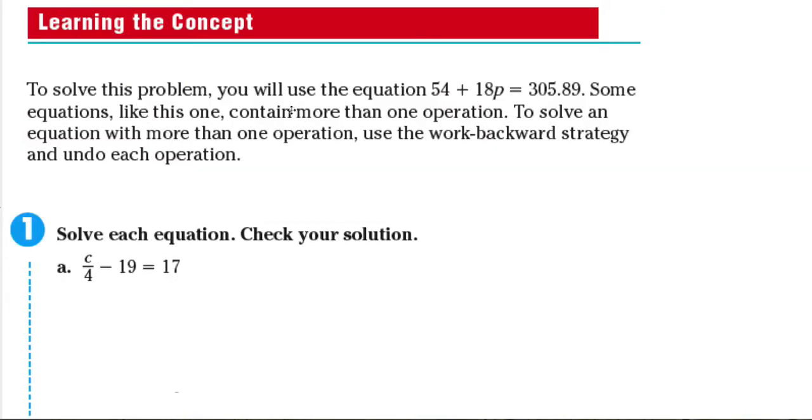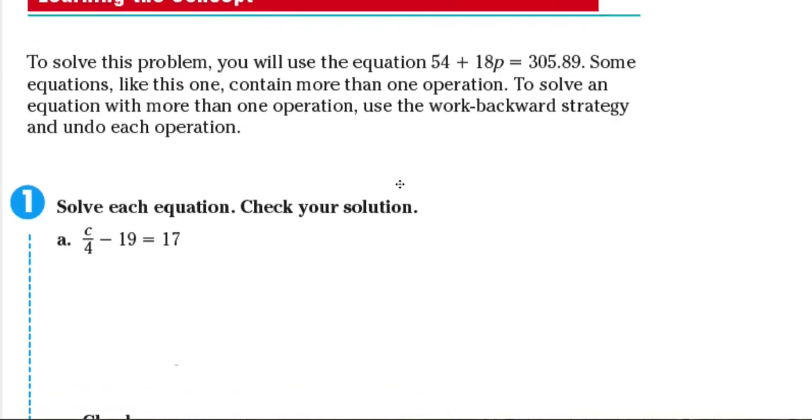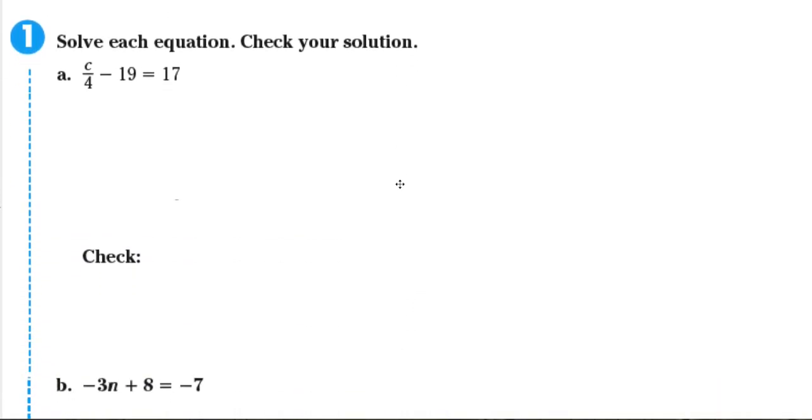To solve this problem, you will use the equation 54 plus 18p equals 305.89. Some equations like this one contain more than one operation. To solve an equation with more than one operation, use the work backwards strategy and undo each operation. And we learned the work backwards strategy in the last lesson. Okay? So let's solve each equation and check your solution.